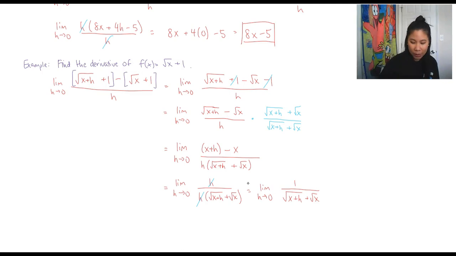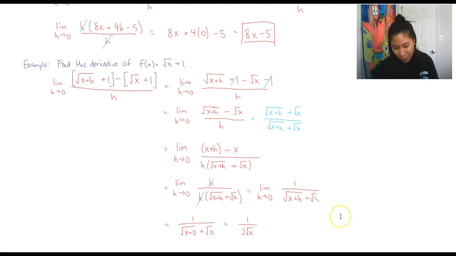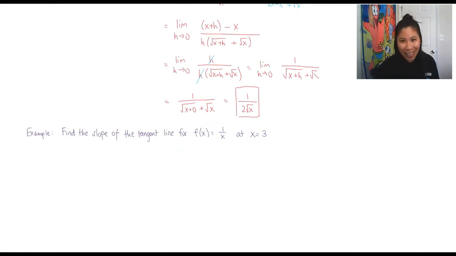So at this point, if I plugged in 0 for h, I have x's left on the bottom instead of having h times whatever, and 0 times whatever would still be 0. Which ends up being simplified to 1 over 2 square root of x. And since, again, for this year, I don't really care about rationalizing the denominator, if we have square roots on the bottom, so be it. Then this is our derivative. That's it.